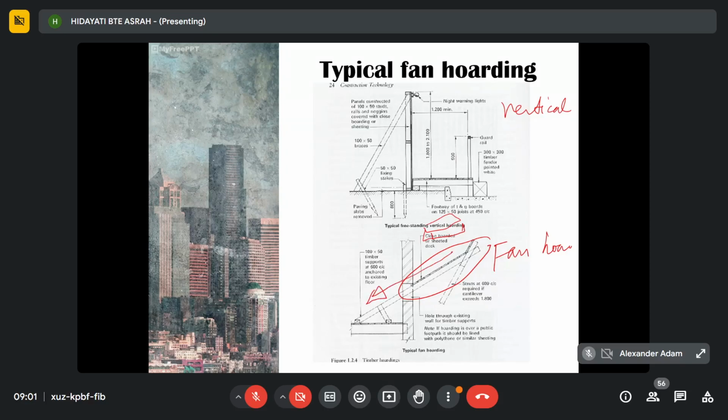Okay, so you can see there's a hole here actually. If you see the arrangement, you can see a hole for the debris to be directed back to the building construction. So this is an example of fan hoarding. This one you can see, that is the fan hoarding.